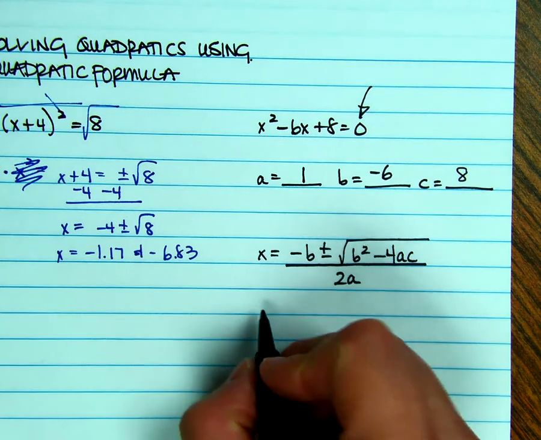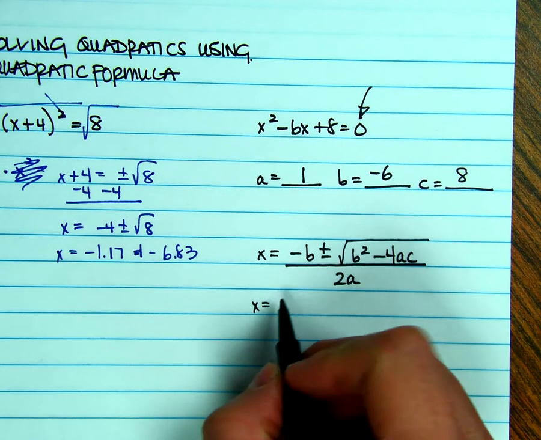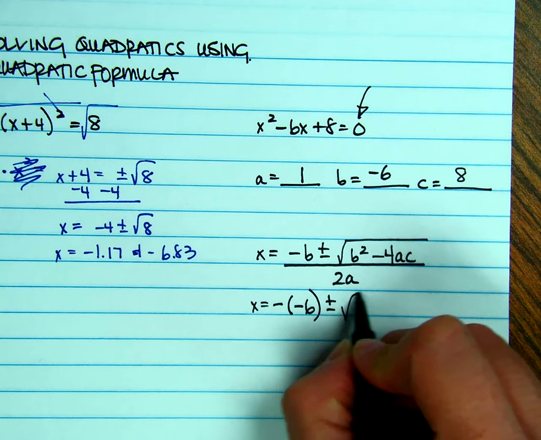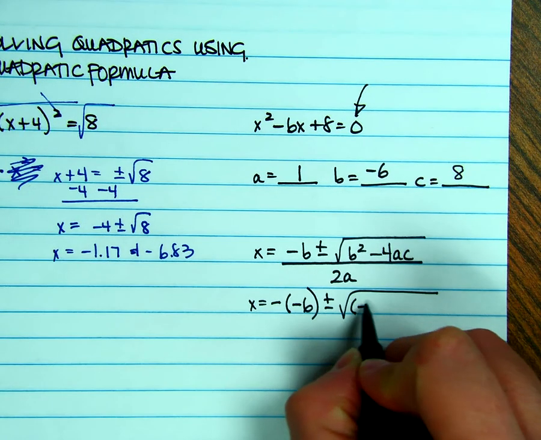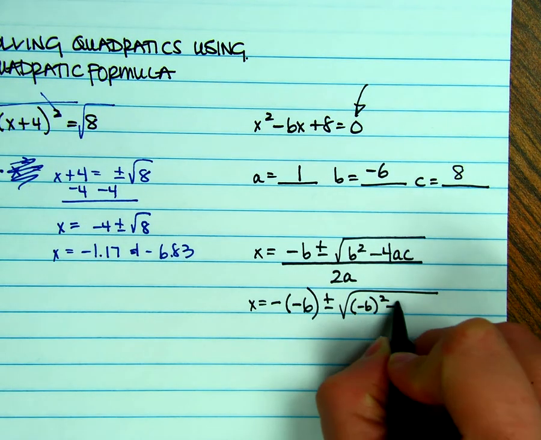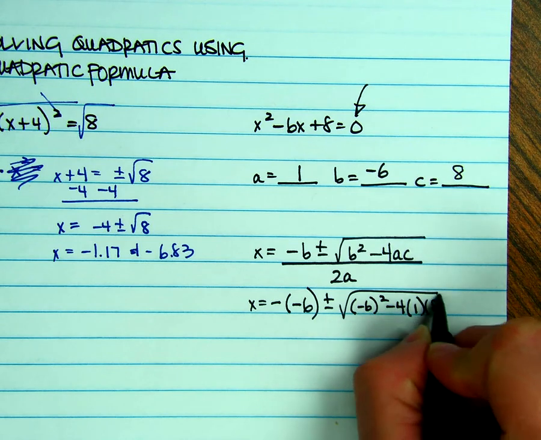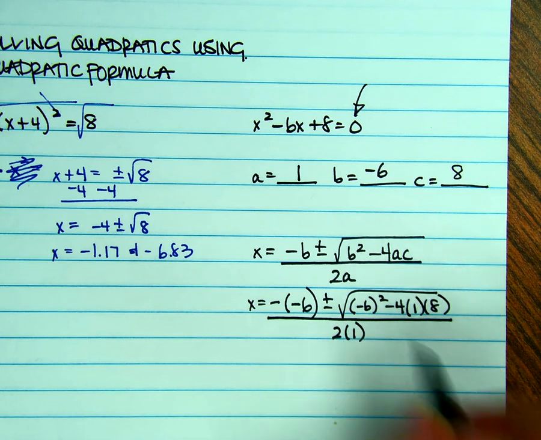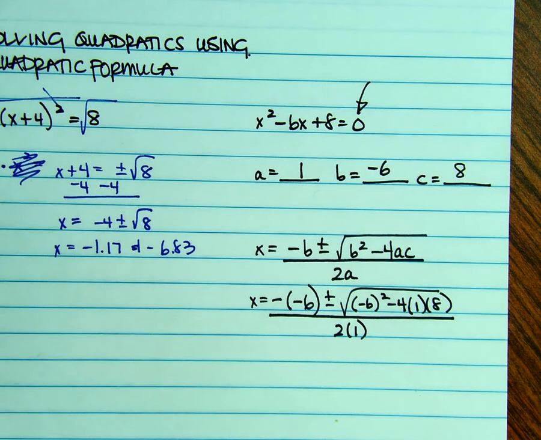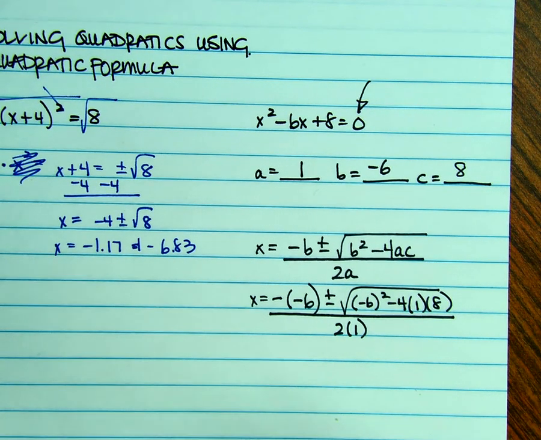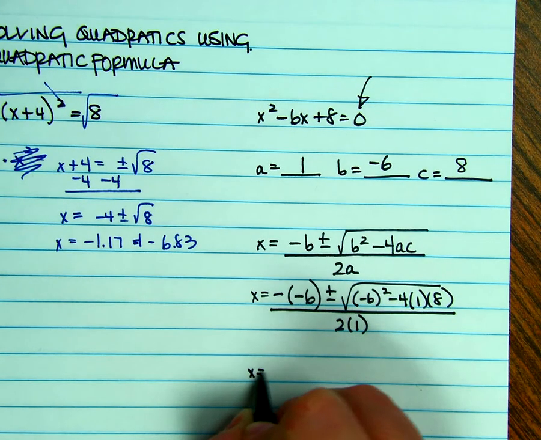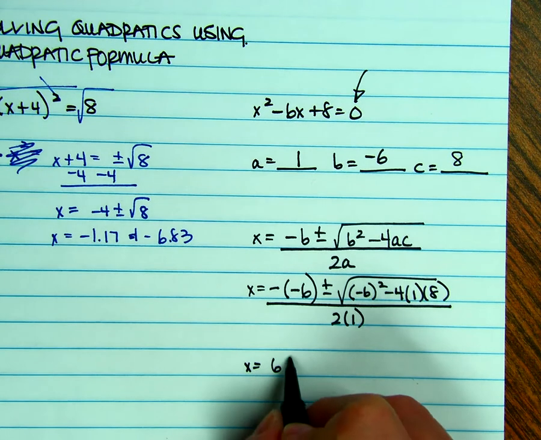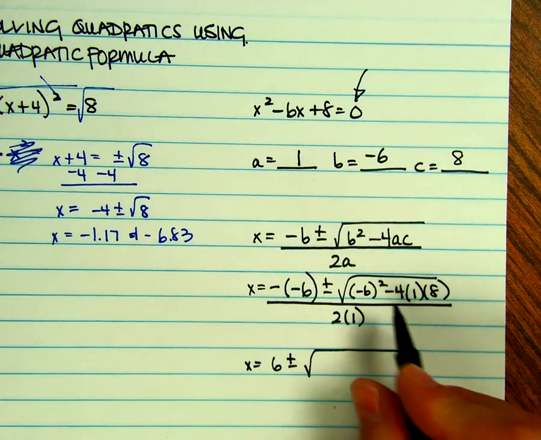Okay, so I'm going to use this formula. x equals the opposite of b plus or minus the square root of b squared minus 4 times a times c all over 2 times my a. The first thing I do is I always just plug in the values. I don't try to do any math. So x equals the opposite of negative 6 is a positive 6 plus or minus the square root.